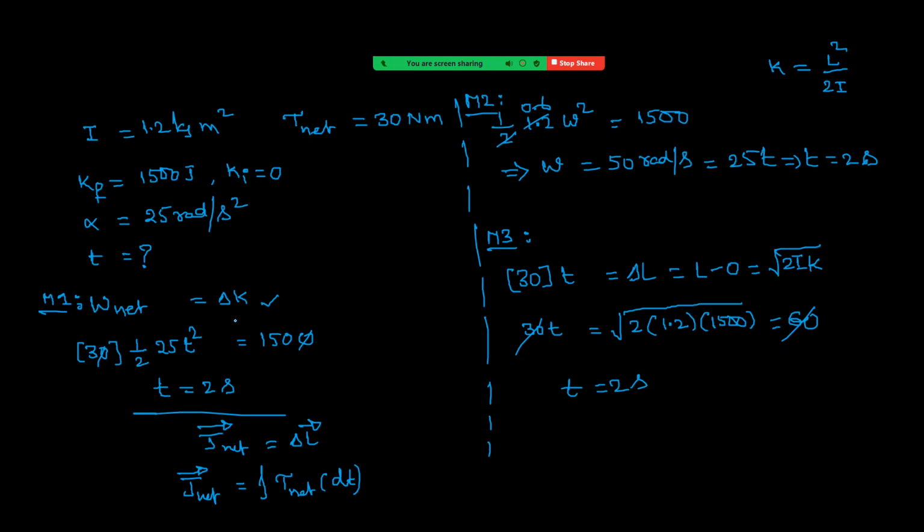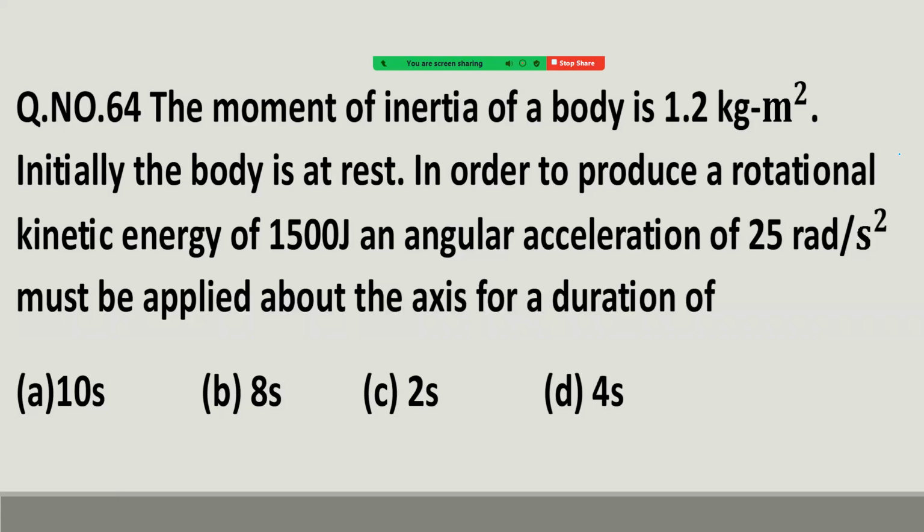So like this, we can use the theorem that net angular impulse equals change in angular momentum, right? Otherwise, simply using kinematics, first finding omega value, then omega equals alpha t, then we get the value of t, right? Let us see the next one. So the answer is 2 seconds.